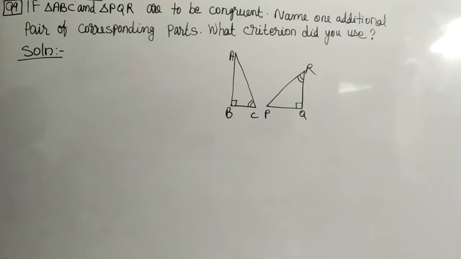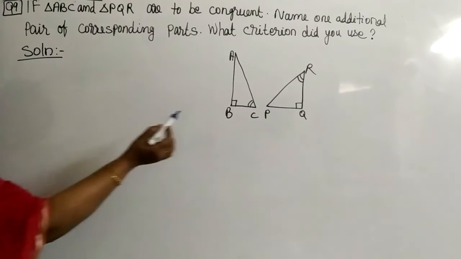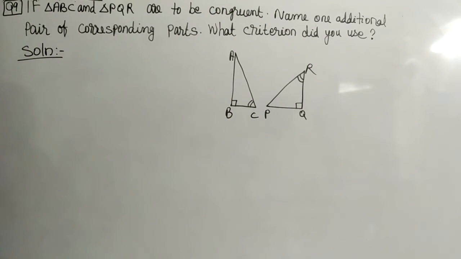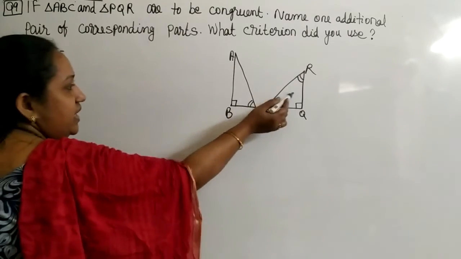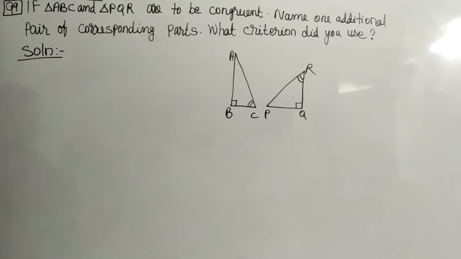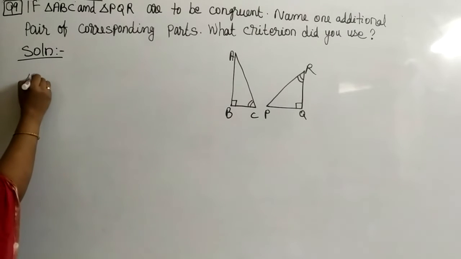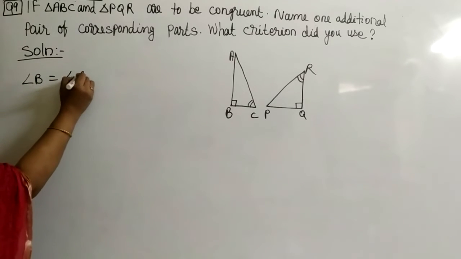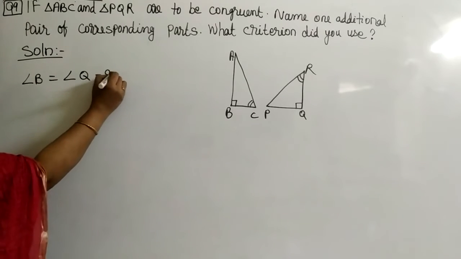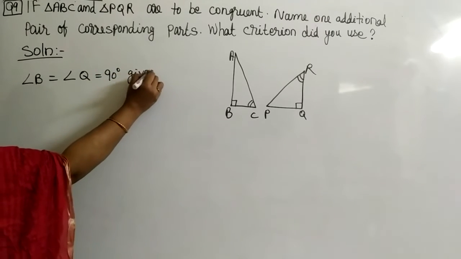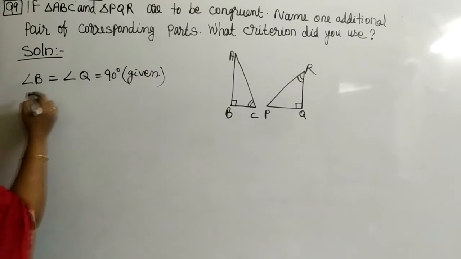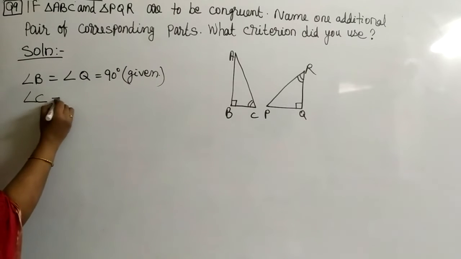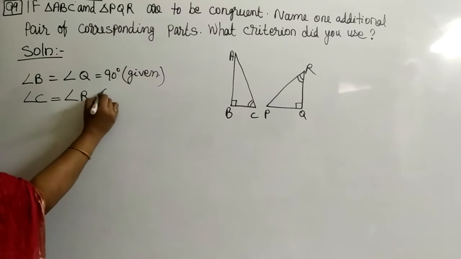So look here in the question, what are the measures given? Two angles are given, then for these two triangles to be congruent, which is the third criterion we need? Yes, the included side must be equal, then the given two triangles are equal. So we can write given angle B equal to angle Q equal to 90 degree given. Similarly, angle C equal to angle R, that also given.